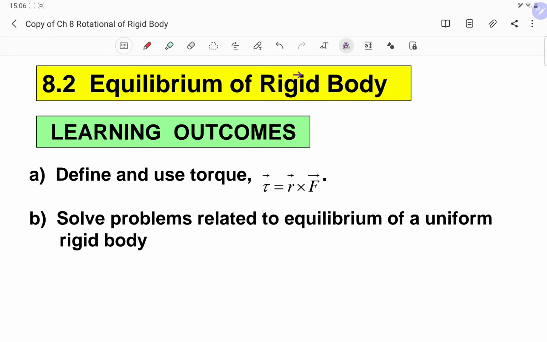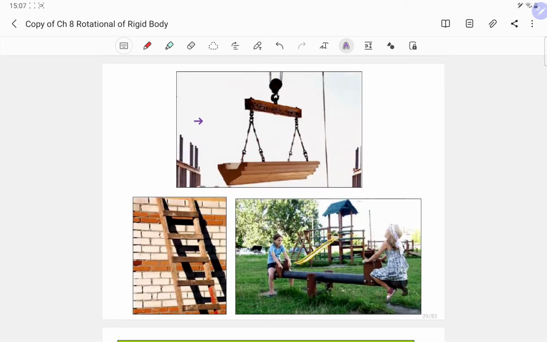Okay, so a rigid body is an idealization of a body that does not deform or change shape. Satu badan, rigid body, yang mana bila dikenakan force ke atas dia, dia tidak berubah bentuk. And then equilibrium bermaksud the summation of F acting on the body is equal to 0 and also the summation of torque equals 0.